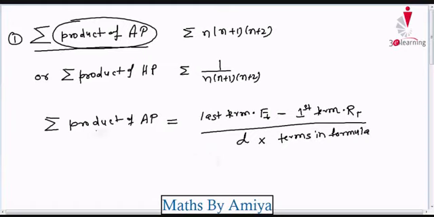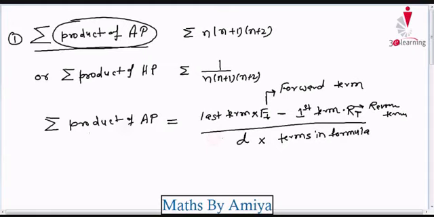If you have product of an AP, then go for the last term into FT. FT is the forward term, minus first term into RT. RT is nothing but the reverse term. Okay, so it's nothing but forward term and the reverse term.